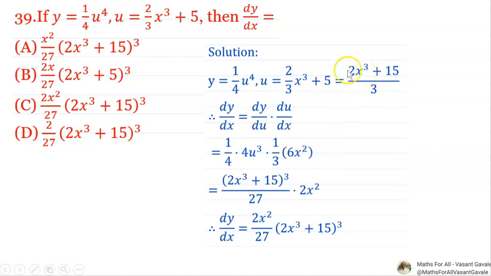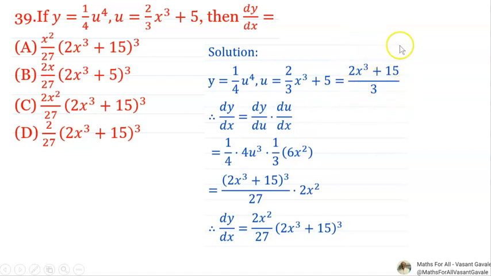6x square. That is 2 into 3, so how much will it be? So 6x square. And next, the derivative of 15 is 0, and this is divided by 1 by 3 here. Next, it is normal multiplication at this place. That is what is meant by the u. u means what? 2x cube plus 15 upon 3.